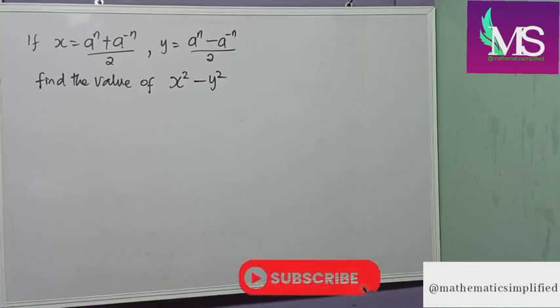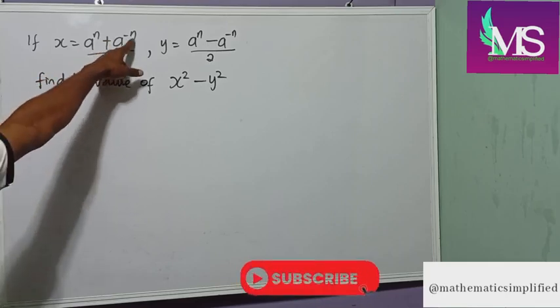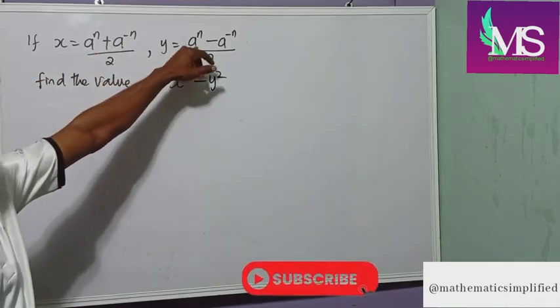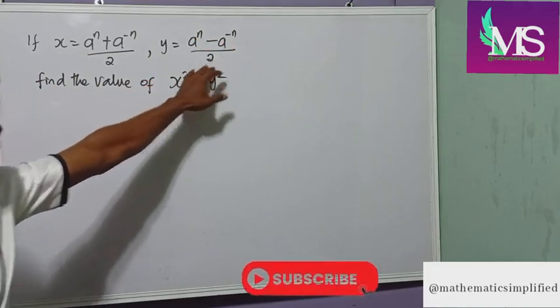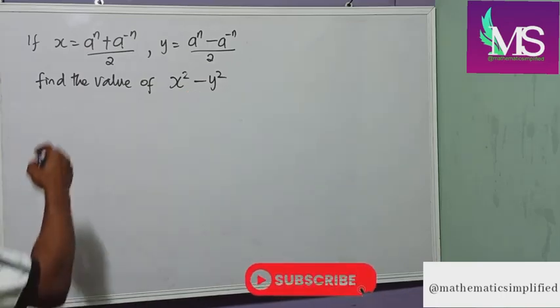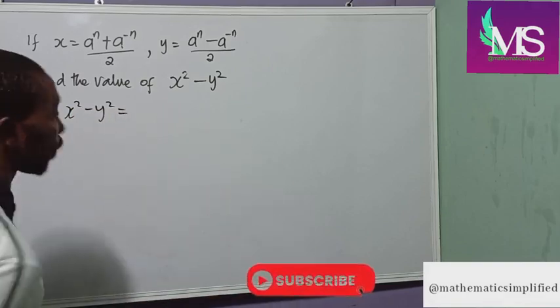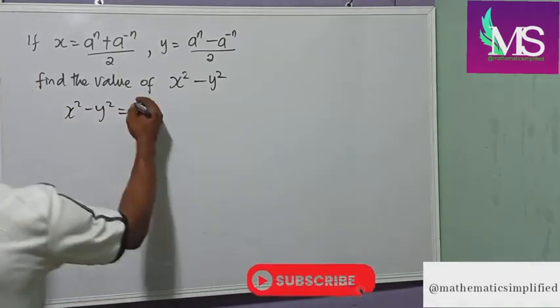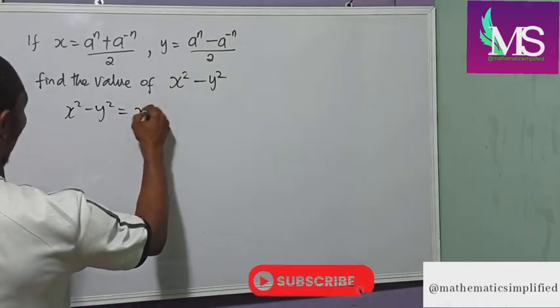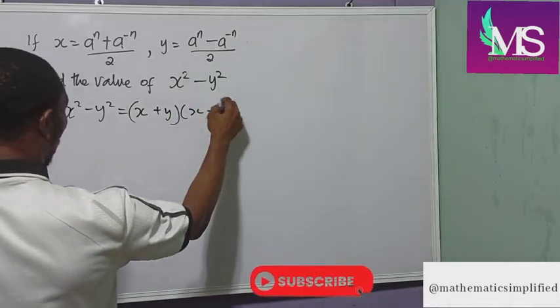Our next question says, if x equals a raised to the power n plus this and y equals a raised to the power n minus this, I should find the value of x squared minus y squared. So we know x squared minus y squared, applying the difference of two squares method, we have it as x plus y and x minus y.